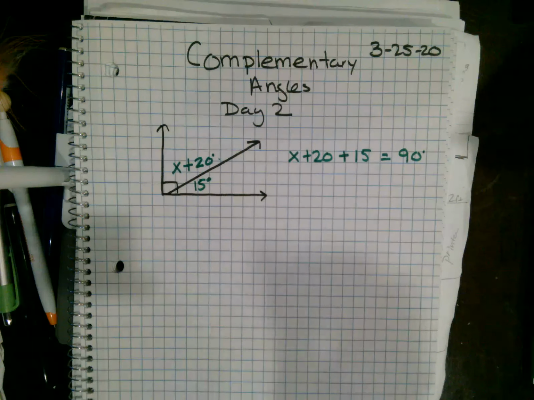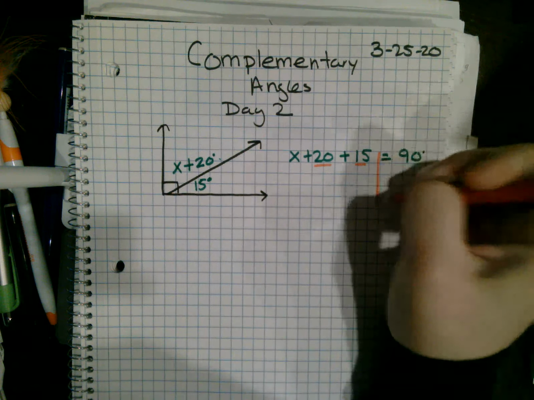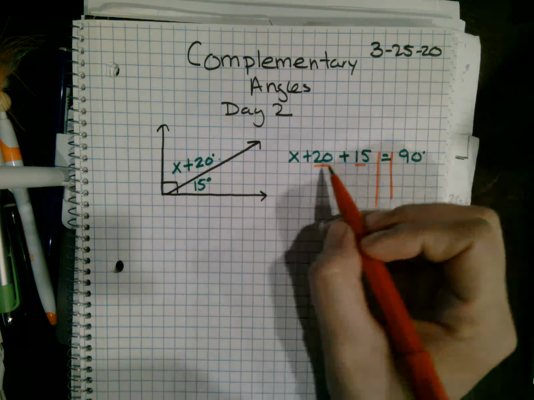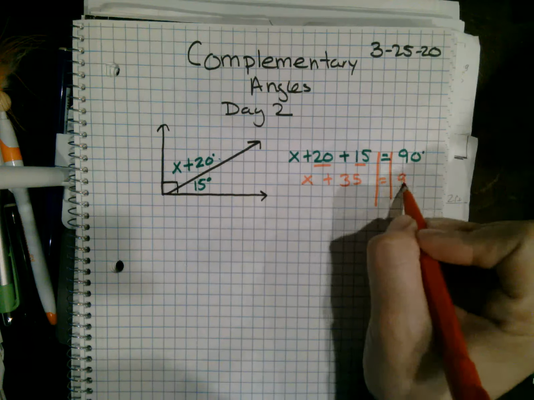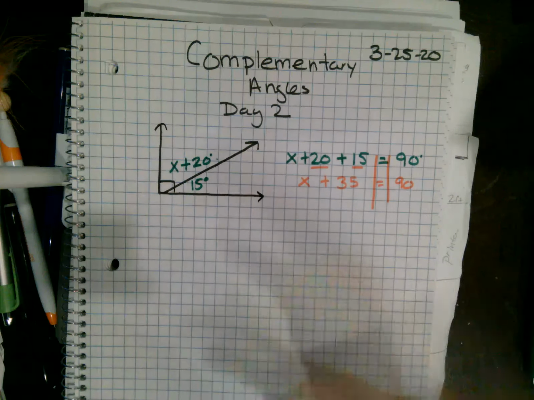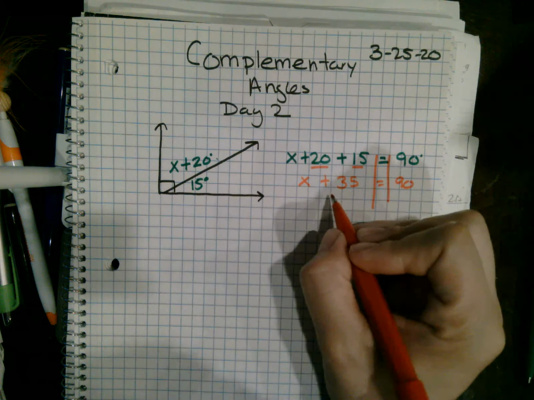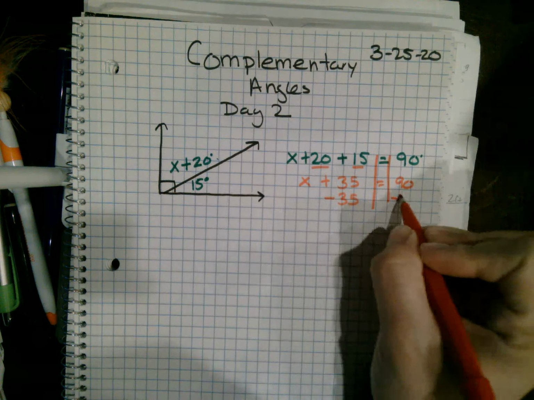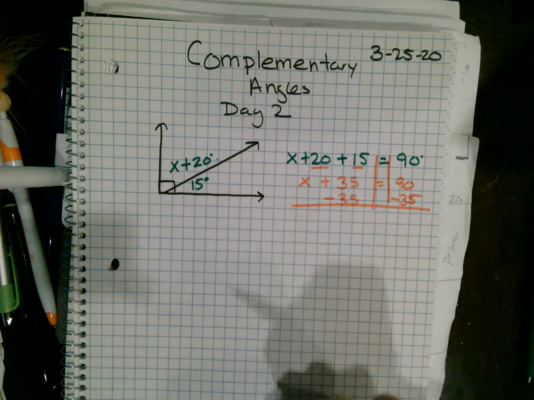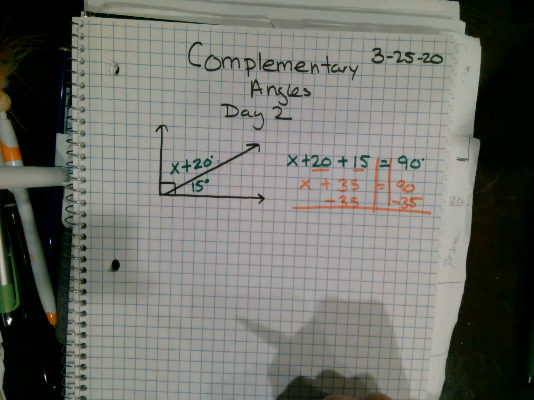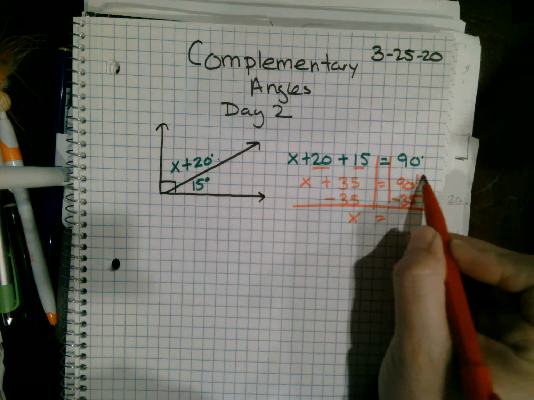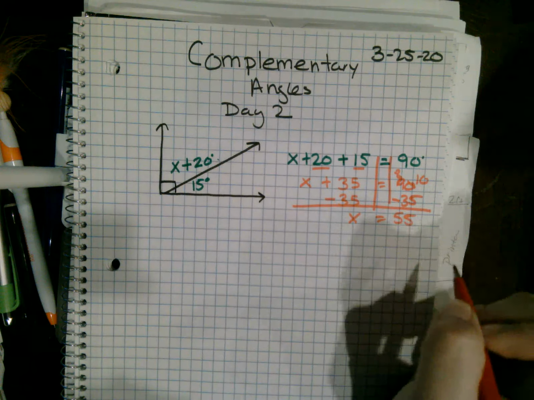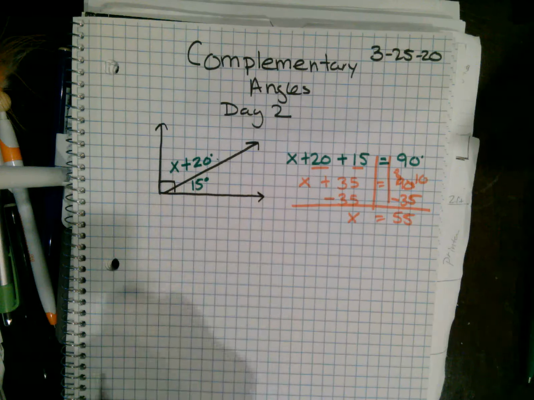So what we're going to do is combine these two before we move them to the other side. Combine like terms. 20 plus 15 is 35 plus x equals 90. Okay, so now we go back to what we did yesterday. So I'm going to subtract 35, subtract 35. X equals 55. So 55 degrees would go in there.